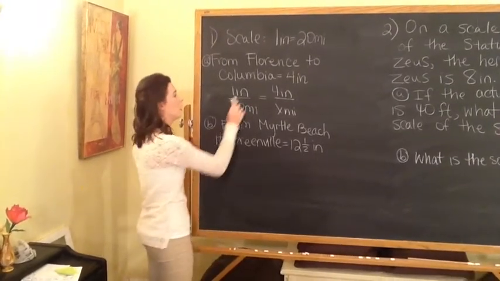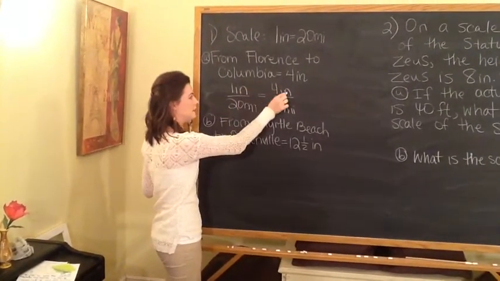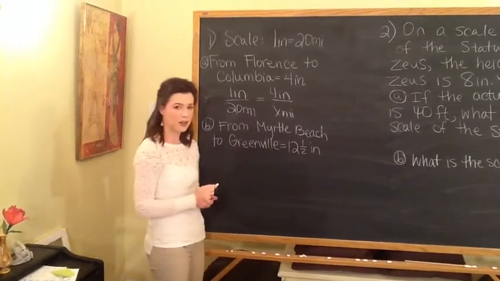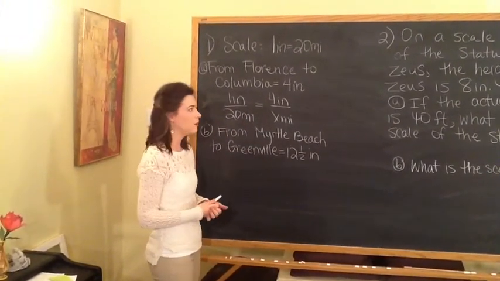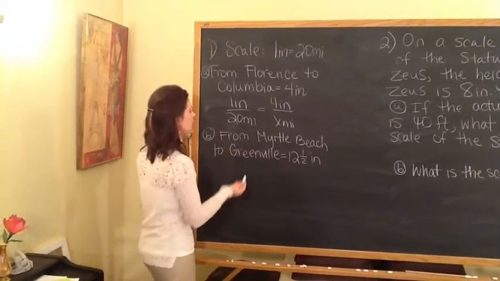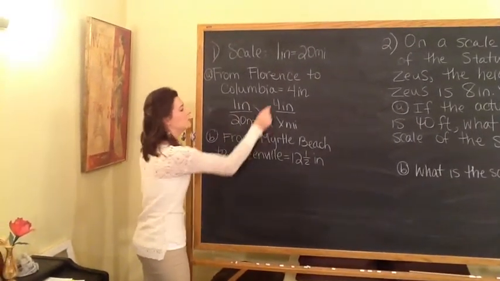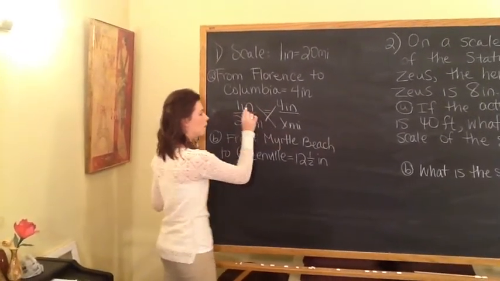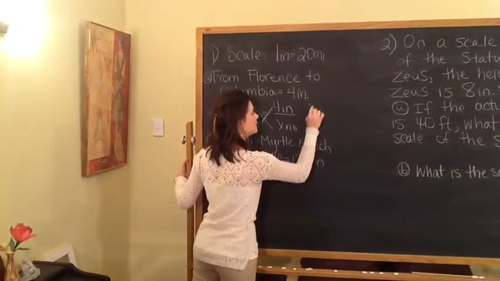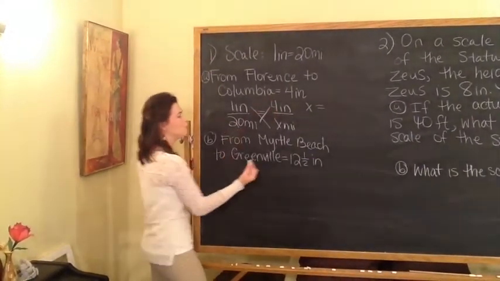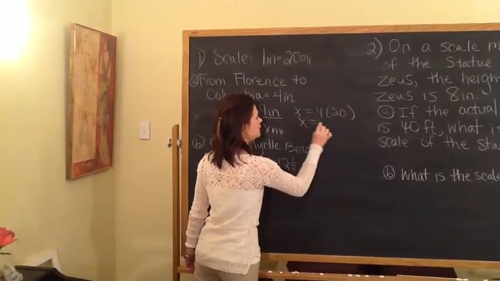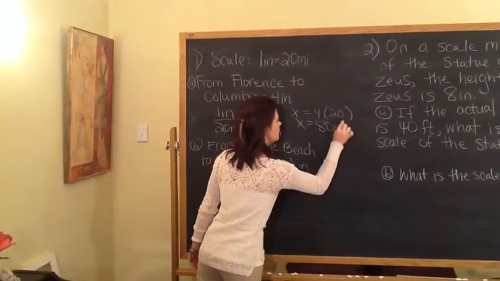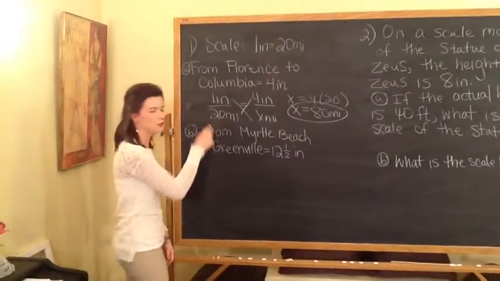You can do 2 things. First, you can figure out what you multiply this by to get over here, and then do the same down here. Or we could do cross multiplication. I'll do it both ways really quickly. With cross multiplication, 1 times x, which gives us x, equals 4 times 20. So 4 times 20 gives us x is equal to 80 miles. This is by using cross multiplication.